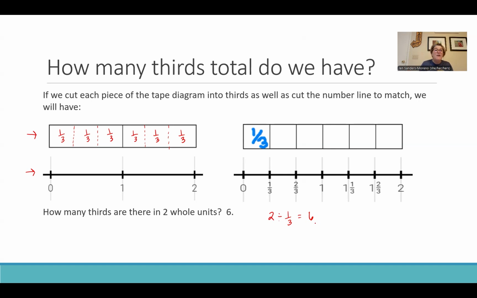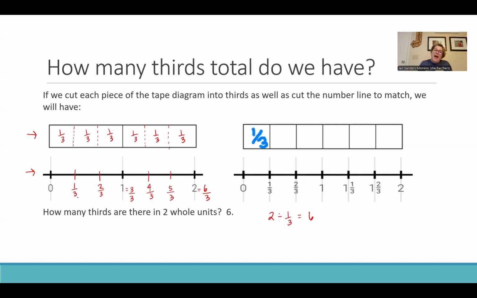Okay. Now, what you can also do is have your students mark off and walk a third. So I'm walking a third, another third is 2 thirds, another third is 1, but that's also 3 thirds. Another third is 4 thirds, another third is 5 thirds, and one more third is 6 thirds, which is the same thing as the number 2.